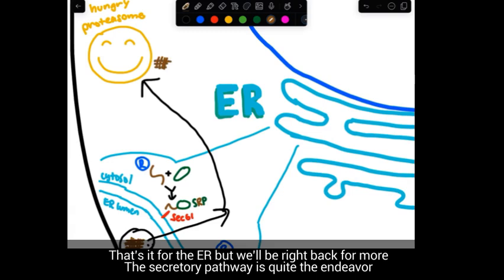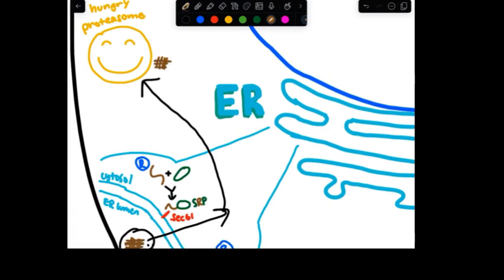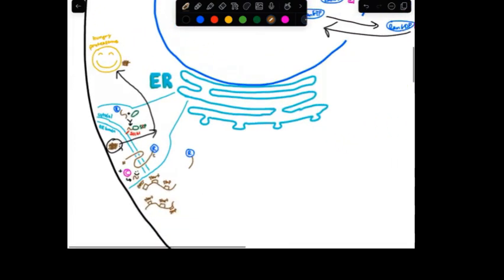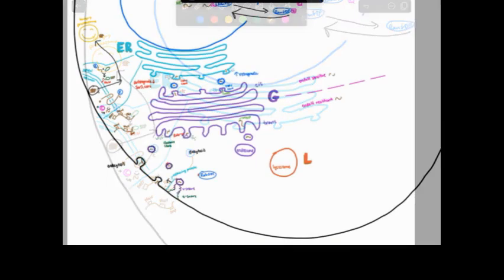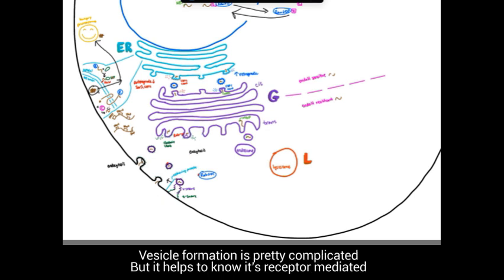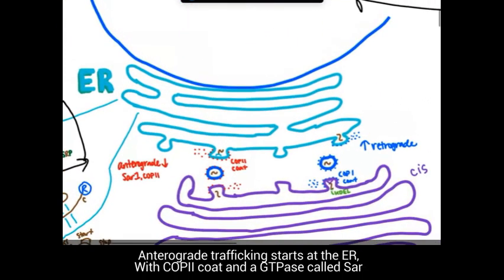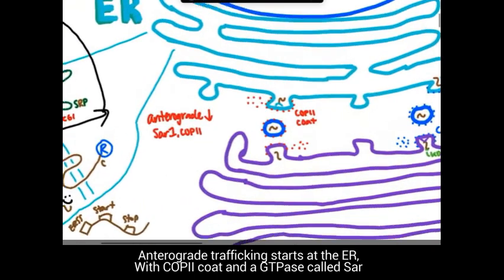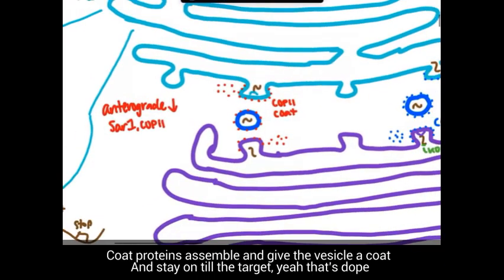The secretory pathway is quite the endeavor. Let's go over the secretory pathway: ER, Golgi, plasma membrane. Vesicle formation is pretty complicated, but it helps to know it's receptor mediated. Anterograde trafficking starts at the ER with a COPII coat and a GTPase called Sar1. Coat proteins assemble and give the vesicle a coat and stay until the target.